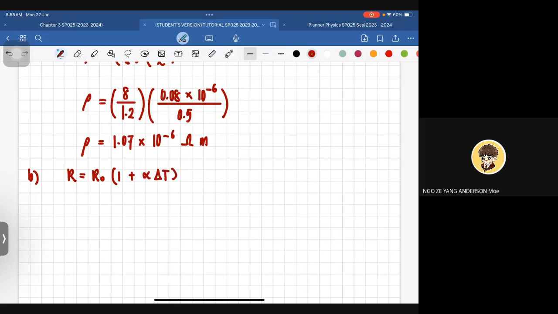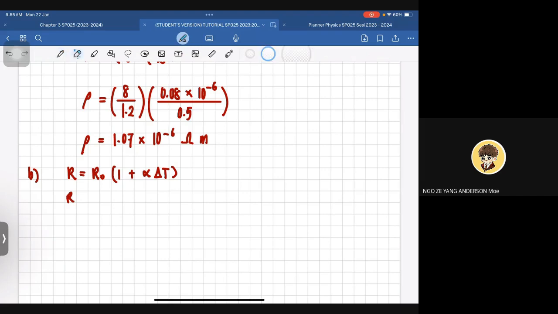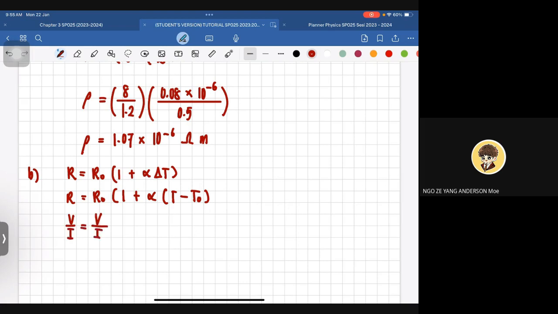So kalau kamu ingat, this is gonna be R naught 1 plus alpha T minus T naught. So T naught ni basically dia punya initial temperature lah. R naught ni adalah initial resistance. Okay. So from here, since kita tiada value of R, kita akan again apply V over I lah, which is the Ohm's law. V over I. This one is V over I naught.